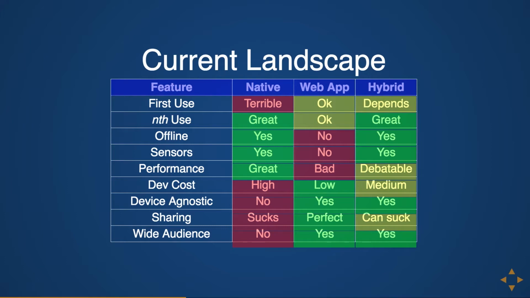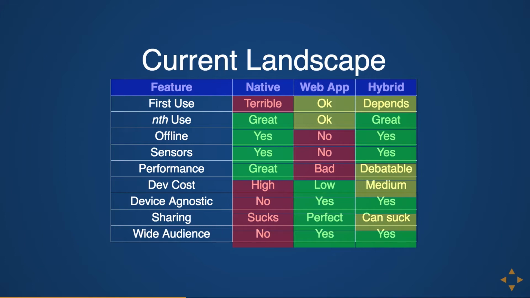Offline, native apps can do it, browsers can't. Hybrid apps, the whole point. You get all of these benefits. Access to sensors, camera, gyroscope, that kind of thing. Got it on native, don't have it on web apps, have it on hybrid.